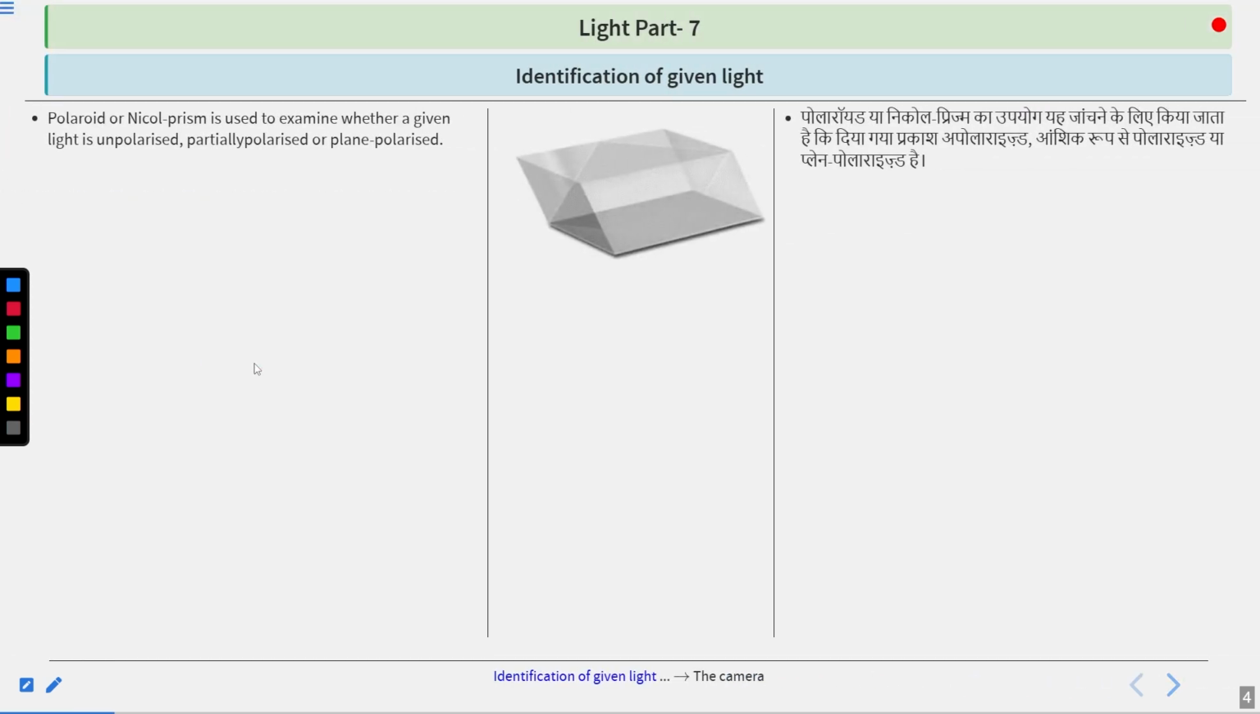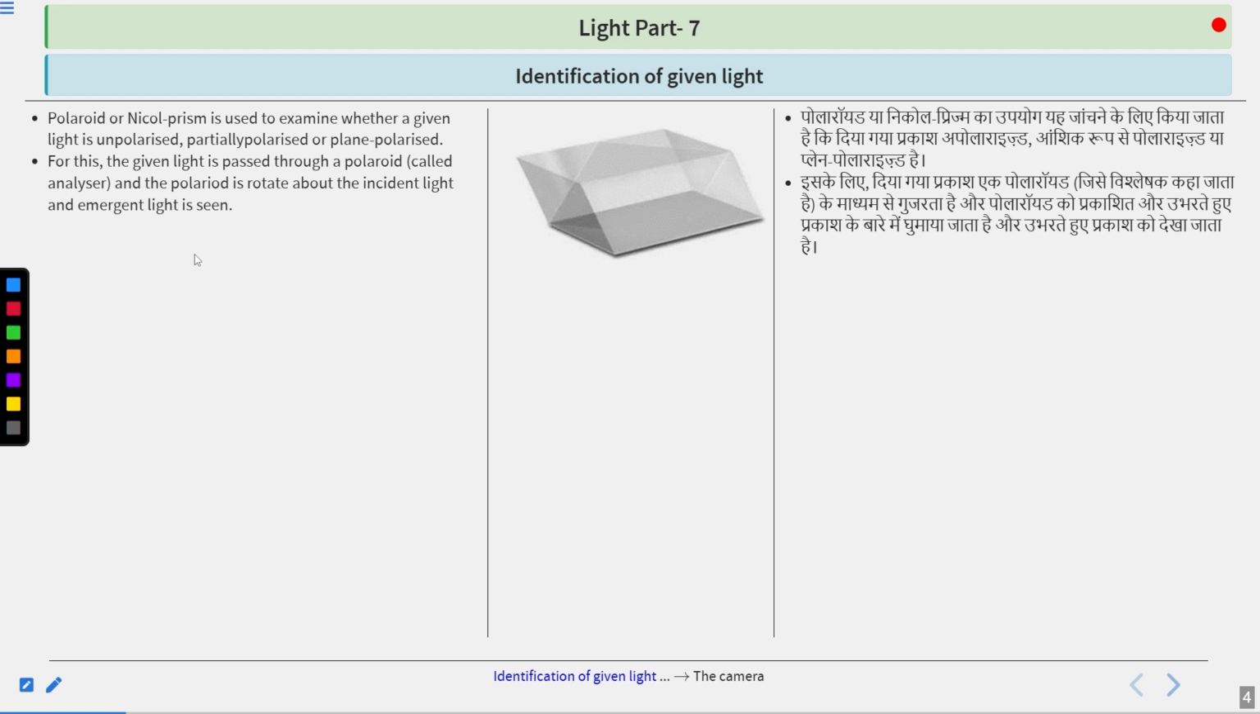So how do we identify the given light? So we will see this in the identification of given light. So let's start. Polaroid or Nicol prism is used to examine whether a given light is unpolarized, partially polarized or plane polarized. So for three purposes we use the Polaroid or Nicol prism, to see whether the light is unpolarized, partially polarized or plane polarized.